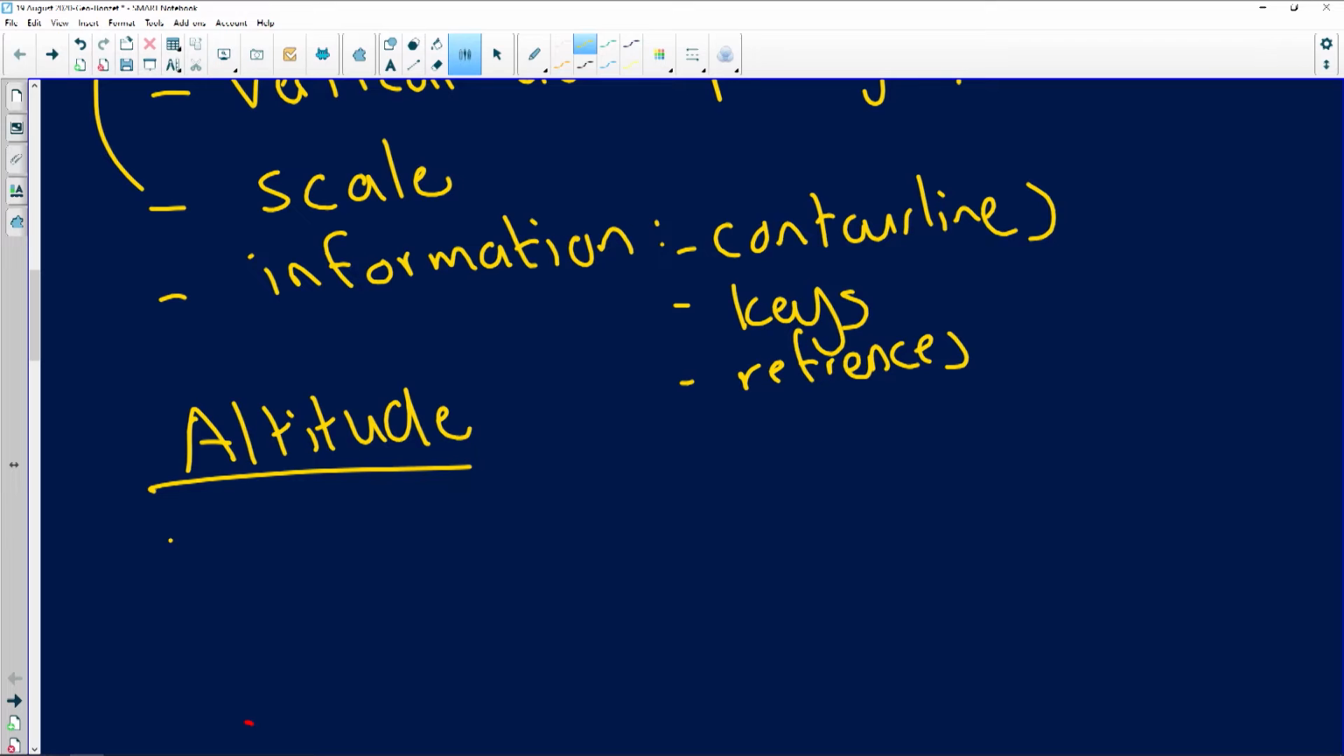Now, a perfect example: if we take a vertical aerial photograph of your school, will we be able to determine which classrooms are double story and which classrooms are single story? No, unfortunately not. We use oblique photographs for that purpose. It's the same case when we look at topography. We can't determine the height except if we use keys. And the keys that we use are contour lines.